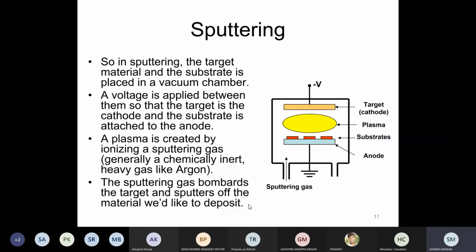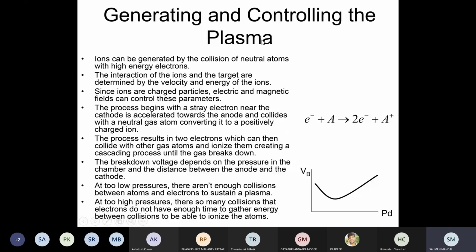Now, how does this plasma formation happen, and how is it controlled? Ions can be generated by the collision of a neutral atom with a high energy electron. Due to this collision, you get argon plus and 2 electrons. Why 2 electrons? Because when argon is converted to argon plus, one outer shell electron comes out, and these 2 electrons can again convert new argon to argon plus. So that is why this is a cascading process.